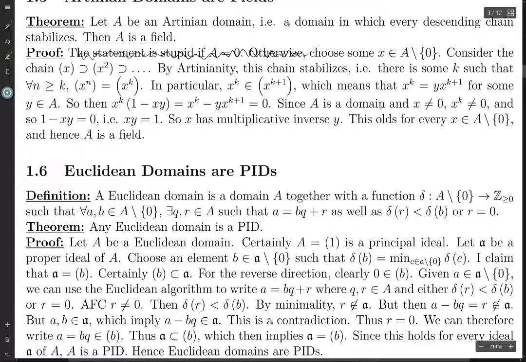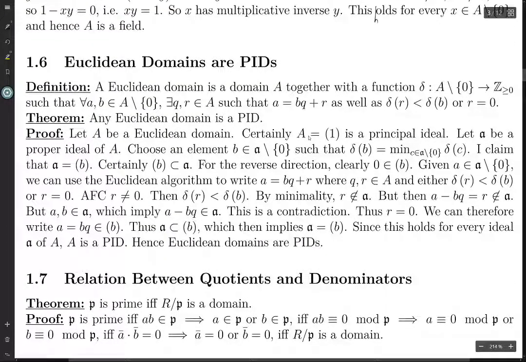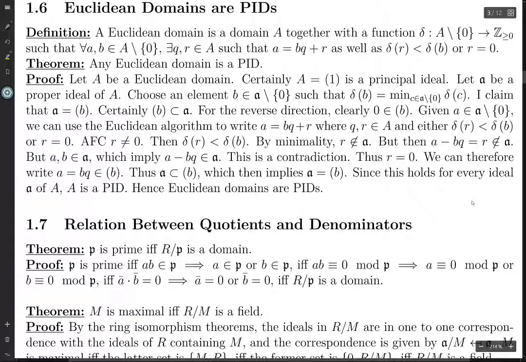Now since A is a domain, and since x is not equal to 0, x to the k cannot be equal to 0, because you can't multiply non-zero things together and get 0 in a domain. So therefore, the fact that x to the k times 1 minus xy equals 0 implies that 1 minus xy must be 0, i.e. x times y equals 1. So therefore, x has a multiplicative inverse given by y. This holds for every x in this ring, and so A is a field. And that's that. Alright, next thing, Euclidean domains are PIDs.